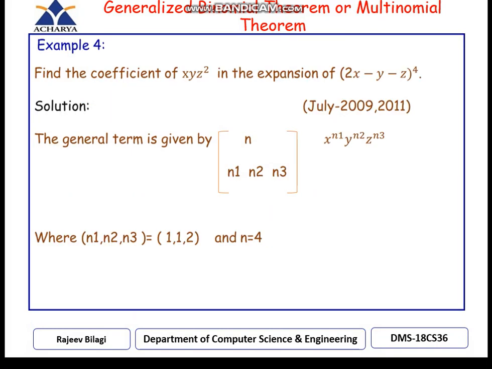Okay. Another example is of similar type, x y z squared. Find the coefficient of x y z squared in this particular equation, 2x minus y minus z to the power of 4. As you know, the general form of the given equation is n factorial divided by n1 factorial, n2 factorial, n3 factorial, then x to the power of n1, y to the power of n2, z to the power of n3.